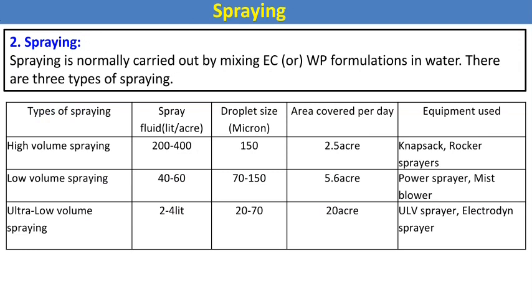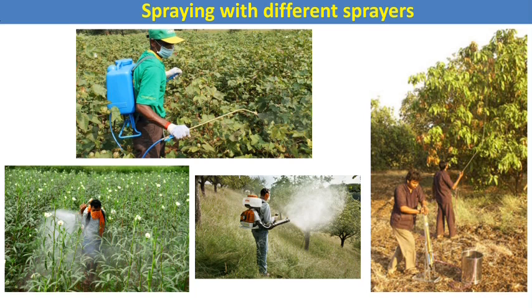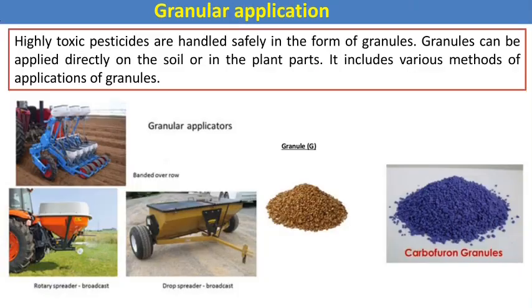Then the power sprayer and mist blower are used for low volume spraying, and ultra low volume sprayers and electronic sprayers are used for ultra low volume spraying. The area covered, the droplet size, and the spray fluid for each type of spraying are different. These are some of the features related to spraying with liquid formulation chemicals using different plant protection equipment.